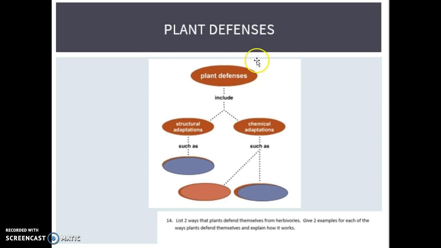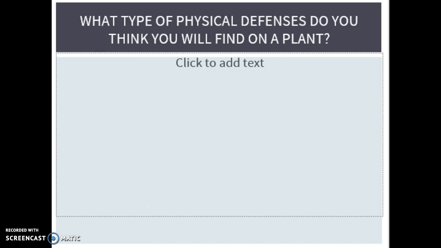So tell me, we have structural adaptations and chemical adaptations. What type of physical defenses do you think you can find on a plant? Go ahead, write them down. Put it on pause for a second.